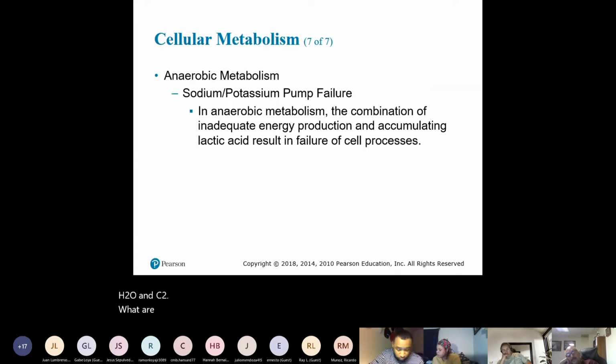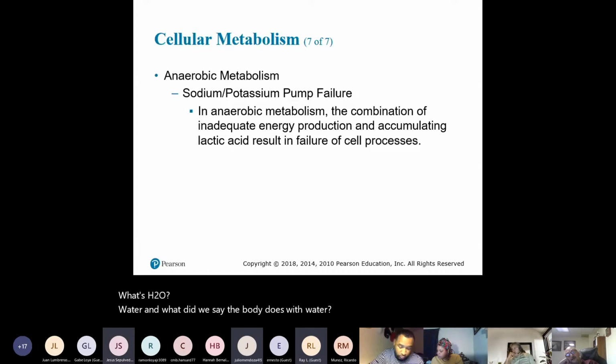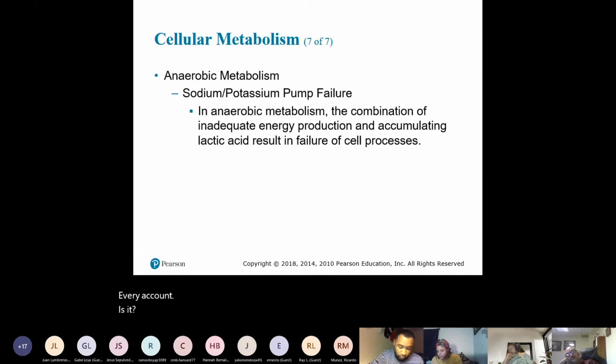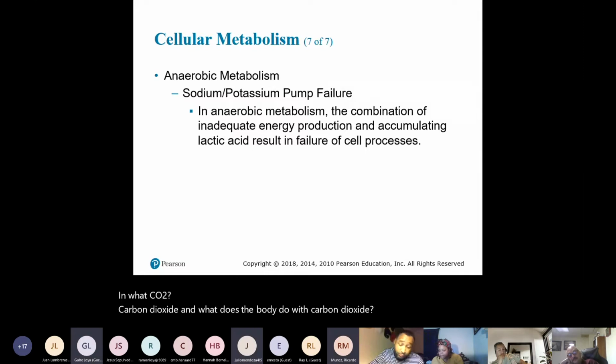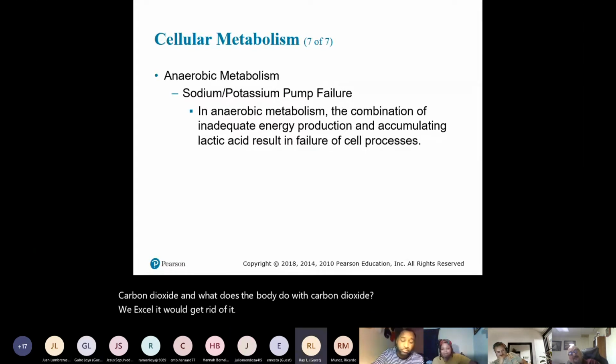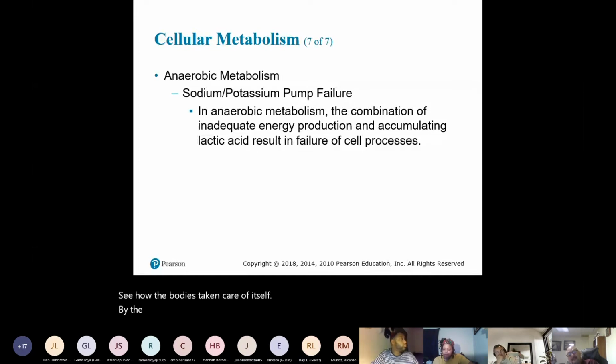What are those? What's H2O? Water. And what did we say the body does with water? Reabsorbs it. And what's CO2? Carbon dioxide. And what does the body do with carbon dioxide? Exhale it. We exhale it, get rid of it. See how the body's taking care of itself? By the body becoming acidic, it's going to break it down into something that it can manage. That's the good news.